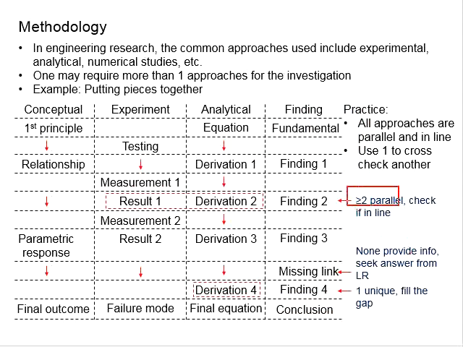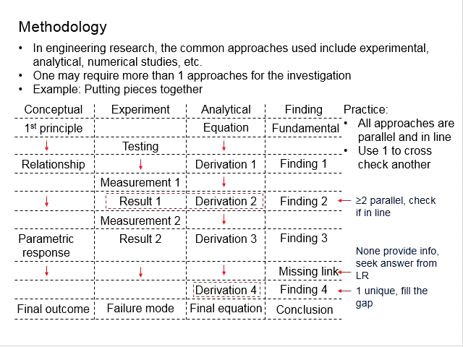When you have more than 2 parallel pieces of information as contributed by different approaches, such as this, you will need to check whether they are in line. When you have one unit which is unable to be given by the other 2, you know that it will be the new information as offered by one of the approaches. You will use this one unit to fill in the gaps.